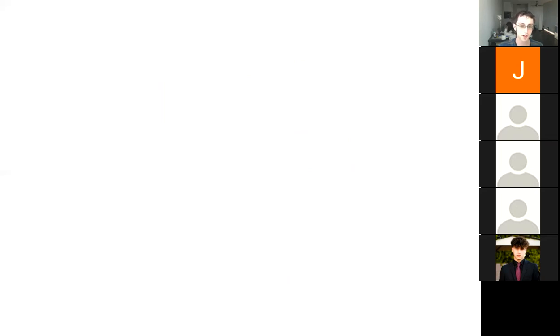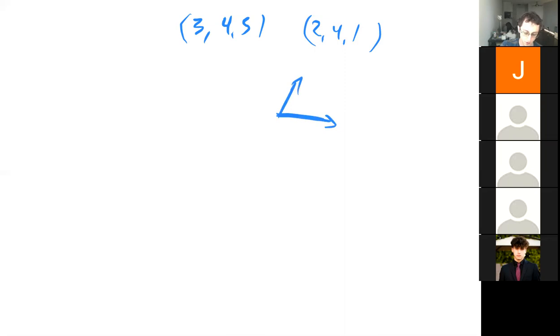part B. So here it asks, what is the equation of a plane that contains 3, 4, 5, and 2, 4, 1, right? So if we have these two vectors, which are 3, 4, 5, and 2, 4, 1, not drawn to scale, then all we need in order to get a plane is some normal vector to these two. And luckily you have a process for finding the normal vector. That is the cross product.